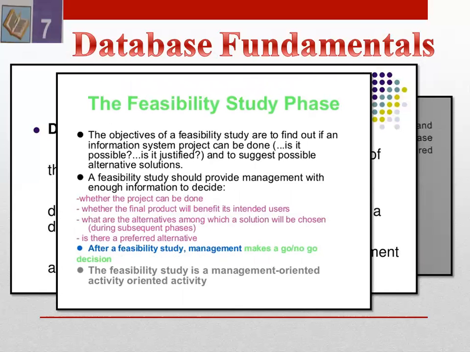So in the feasibility study phase, the objectives of a feasibility study are to find out if an information system project can be done. Is it possible? Is it justified? And to suggest possible alternative solutions. A feasibility study should provide management with enough information to decide whether the project can be done, whether the final product will benefit its intended users, what are the alternatives among which a solution will be chosen during subsequent phases, and is there a preferred alternative. After a feasibility study, management makes a go/no-go decision.